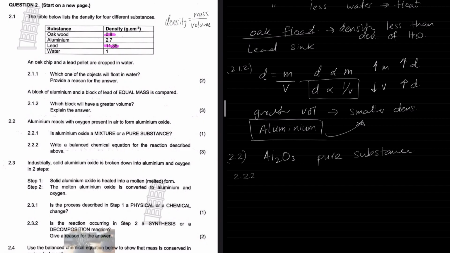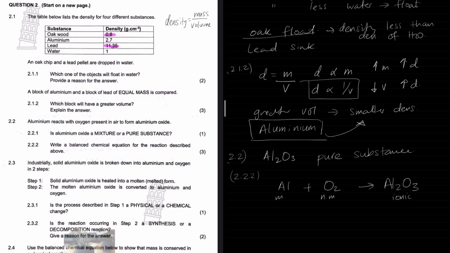2.2.2, write a balanced chemical equation for the reaction described. So first we have to write out the equation. Aluminium plus oxygen. Remember, oxygen doesn't exist as O in nature, it exists as O2. So Al plus O2 gives you Al2O3. Now, how do we get Al2O3? Remember, this is going to be a metal plus a non-metal. That means we're going to get an ionic compound.